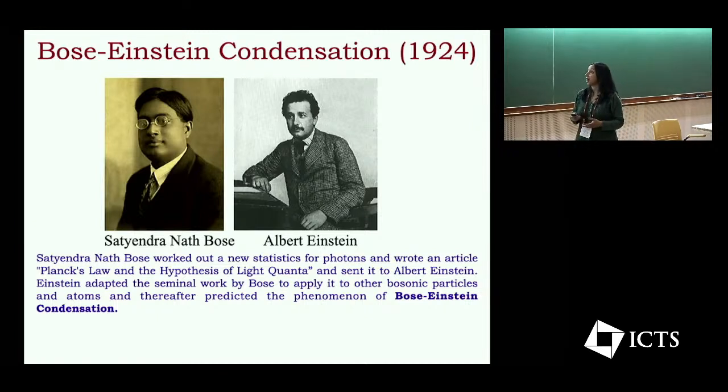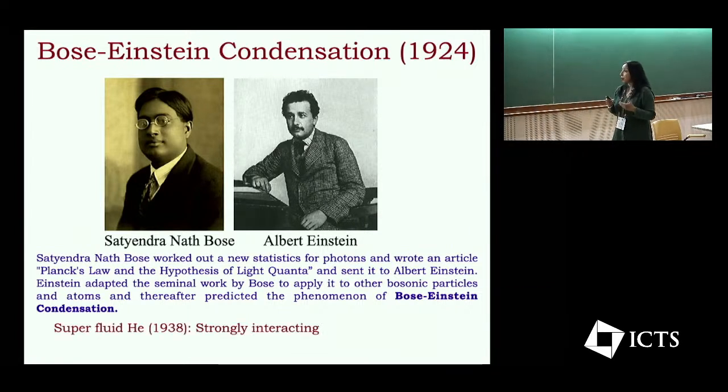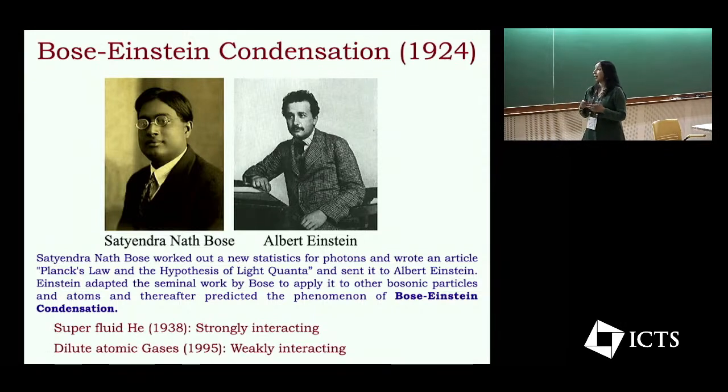So Satyendranath Bose had worked out a new statistics for photons and wrote an article, Planck's law and the hypothesis of light quanta, and sent it to Albert Einstein. And Einstein adapted this seminal work by Bose to apply it to other bosonic particles and atoms, and thereafter predicted the phenomenon of Bose-Einstein condensation. So the Bose-Einstein condensation was first observed in a strongly interacting system in 1938 in superfluid helium, but in a weakly interacting system only much later in 1995, and I'll tell you why in the next few slides.